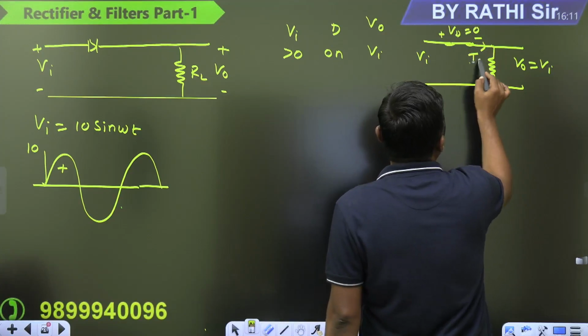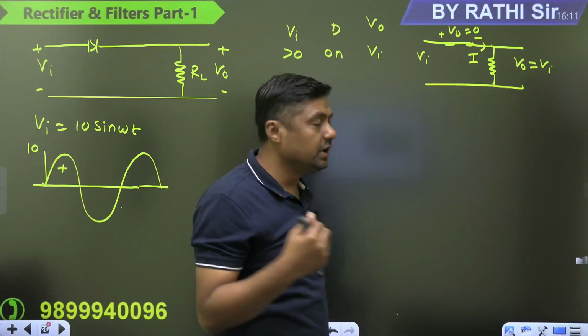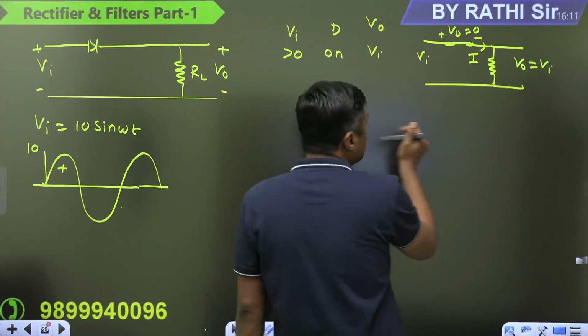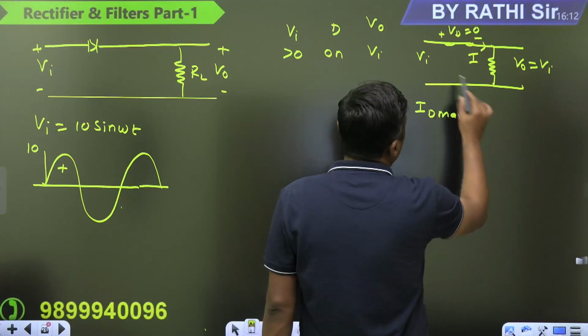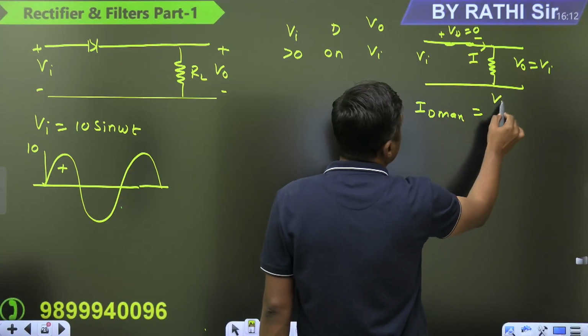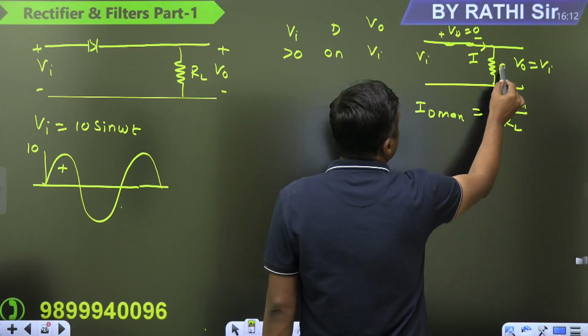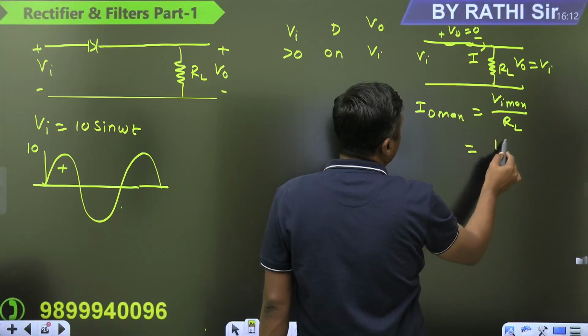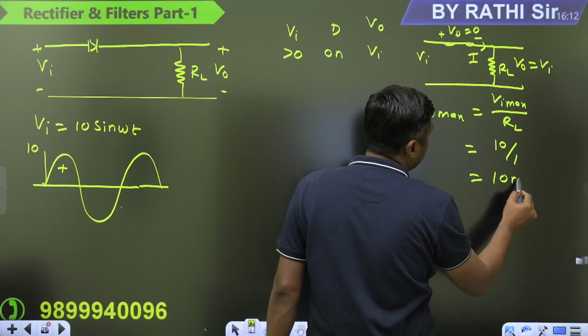But you can find the current. What is the maximum current through the diode? So when it is forward bias, you have to find the maximum current through the diode. That is given by maximum value of the input, Vmax upon what? RL. If the maximum value of the input is 10 and RL is 1 kilo ohm, then it will become 10 milliampere.